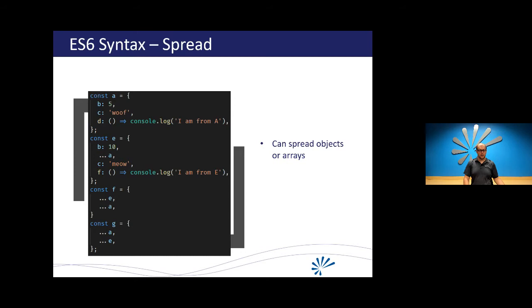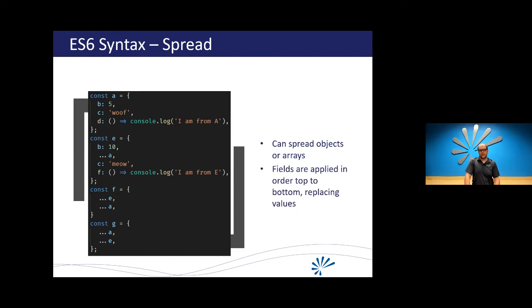So again, you can spread objects or arrays. I didn't show any arrays here, but it's the same way. It's just array syntax instead of object syntax. So if you had an array of even numbers, an array of odd numbers, and you open square bracket, spread evens, comma, spread odds, it would return an array of both of them combined.